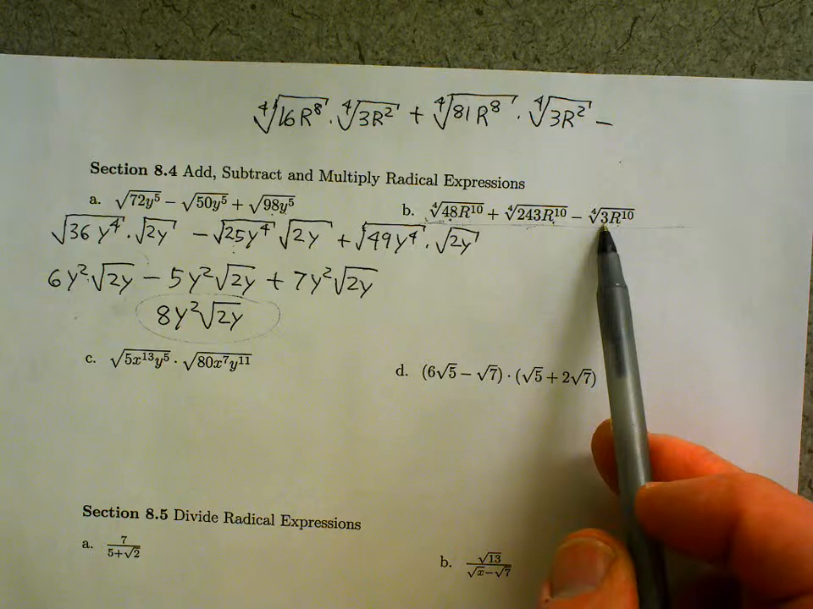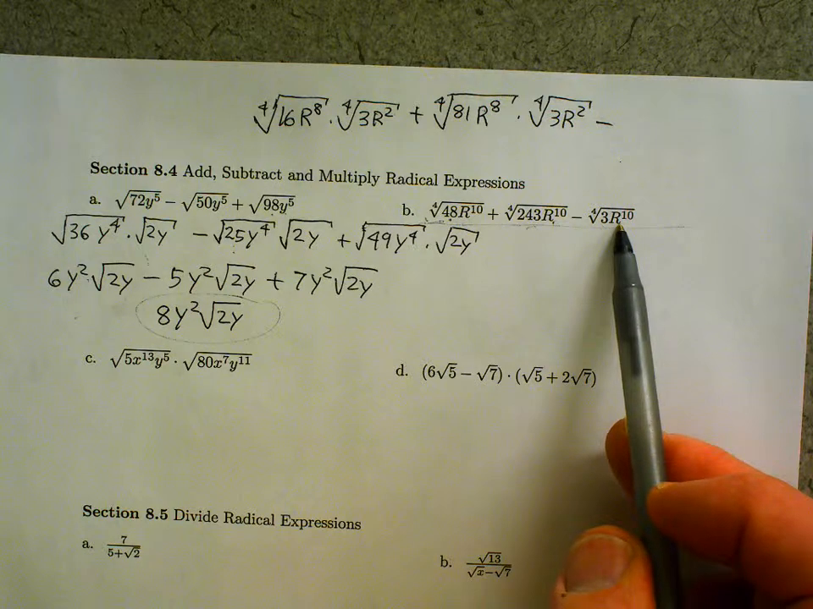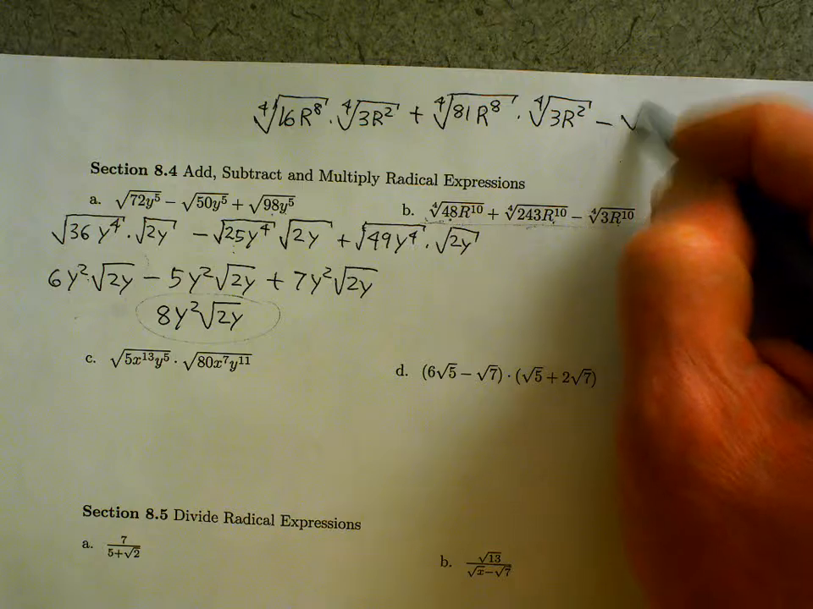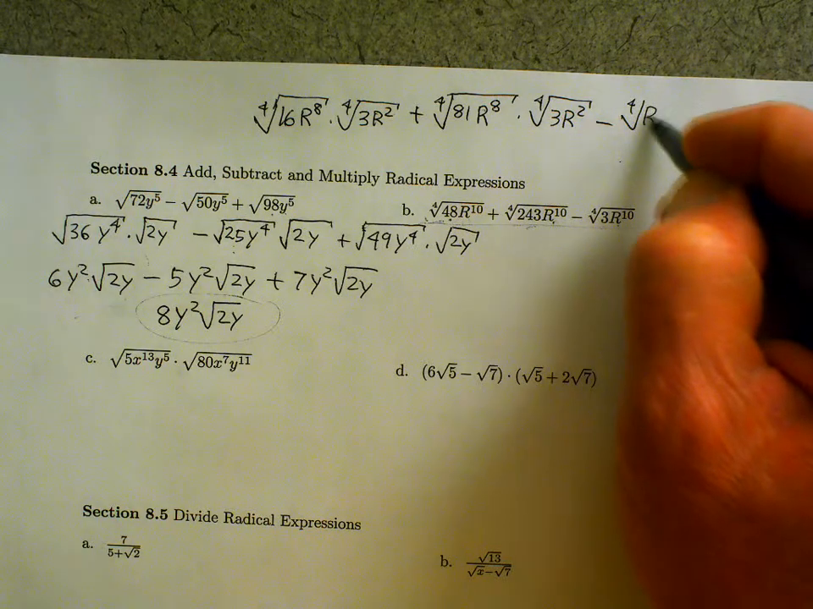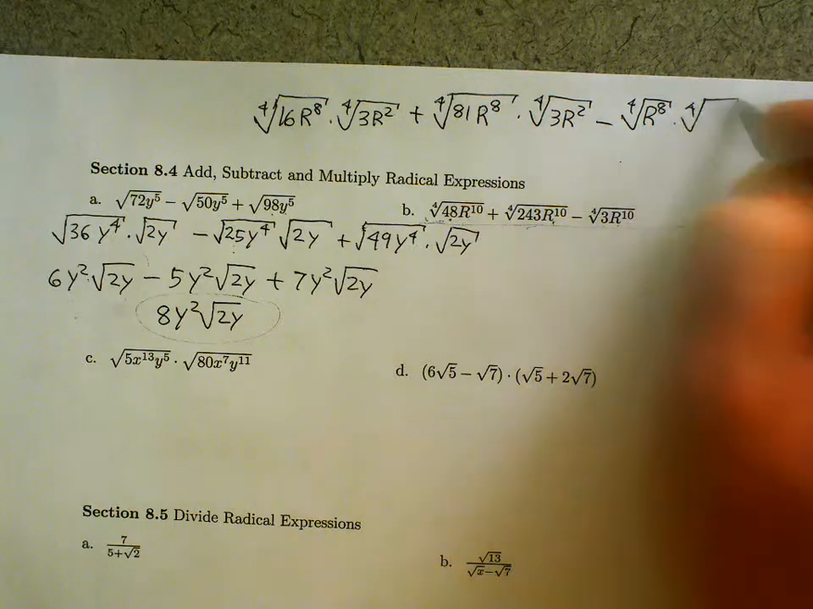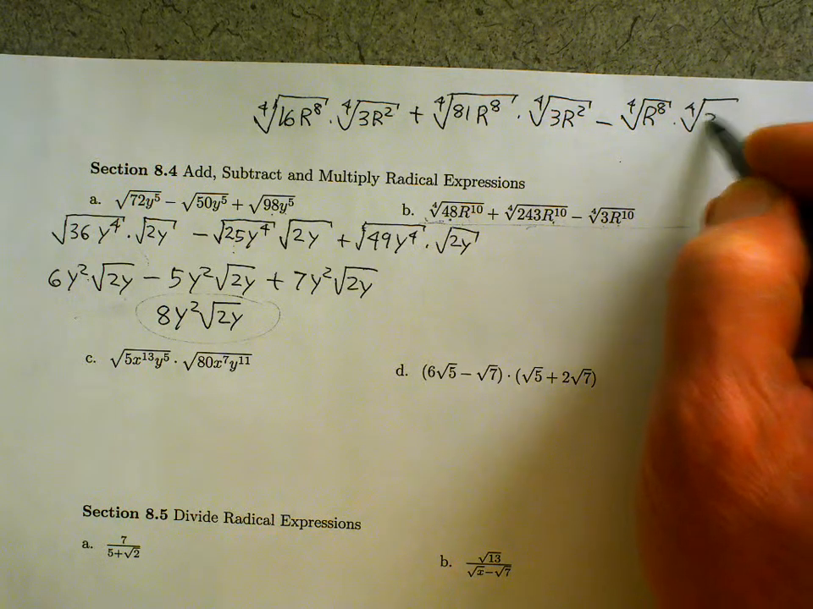So the 3 has to stay inside, but the largest factor of r to the 10th that's a perfect fourth power is r to the 8th. So this is minus the fourth root of r to the 8th times the fourth root of 3r to the second.